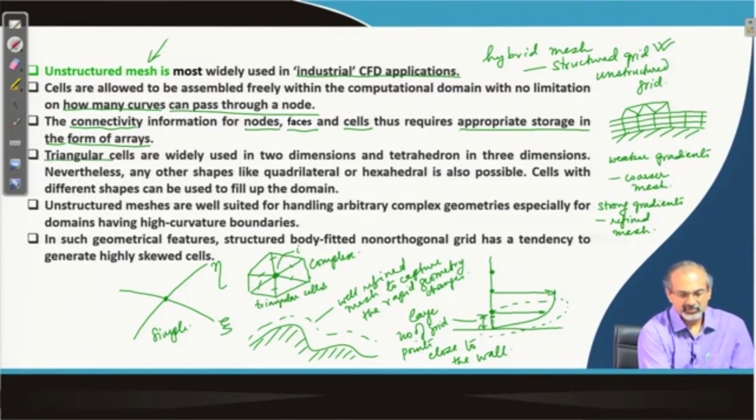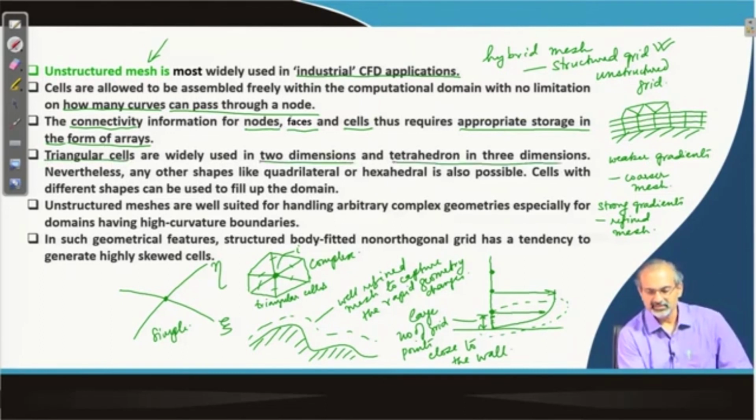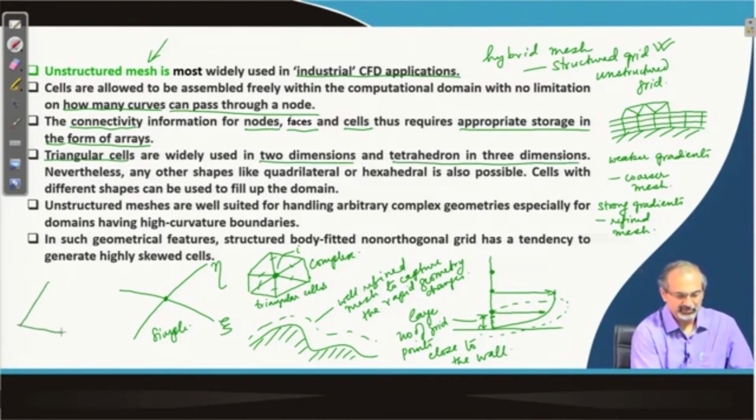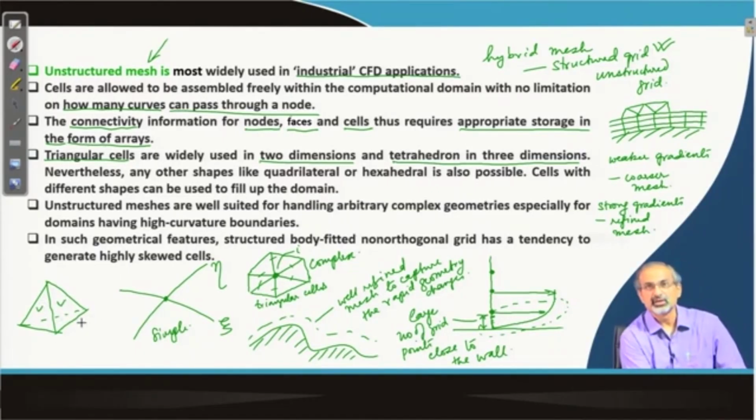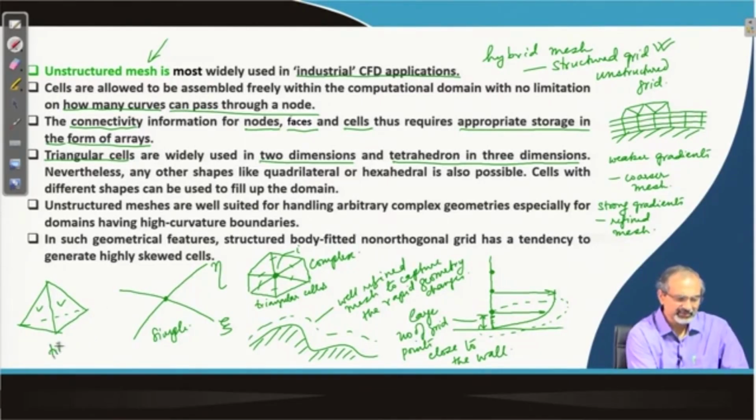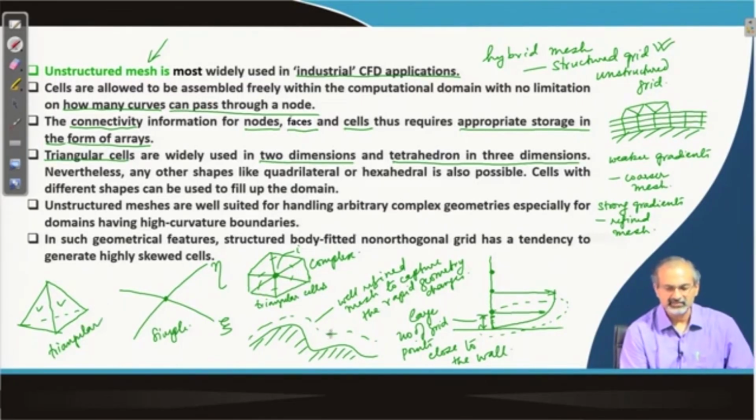So, triangular cells of course are widely used in 2D, tetrahedral cells in 3D. So, tetrahedral cells would look like this. You have a set of triangular faces. So, you can see these two faces are visible, and there are another two faces which are behind. So, that can be visualized with that dotted line. Each one of the faces is essentially triangular. So, that builds a tetrahedral cell.